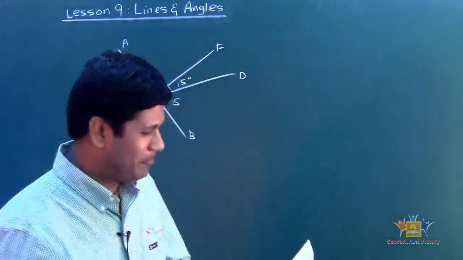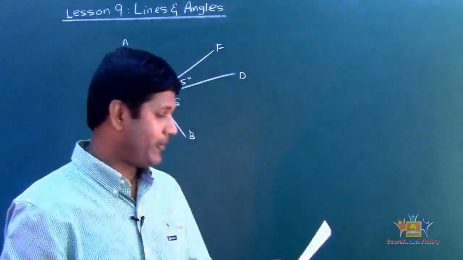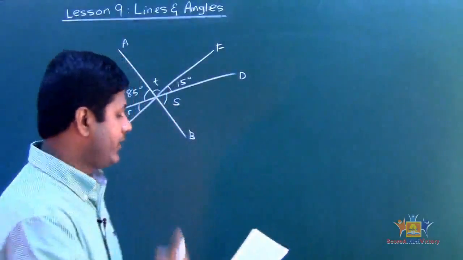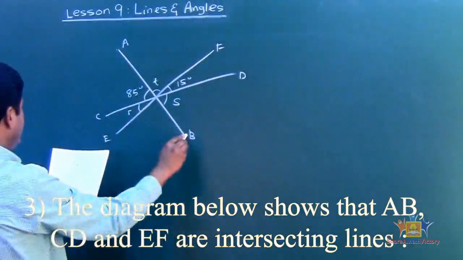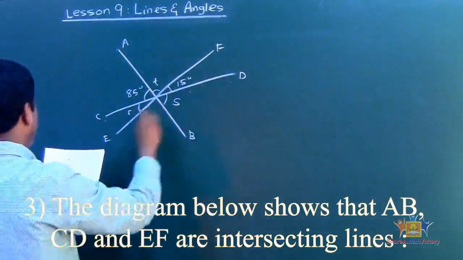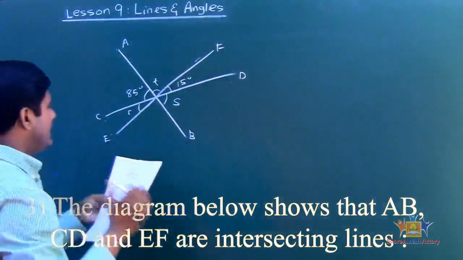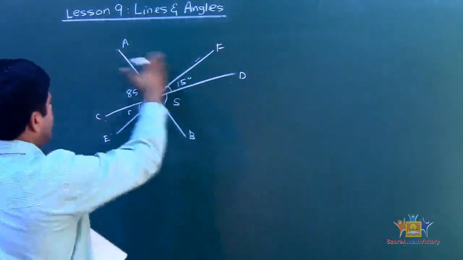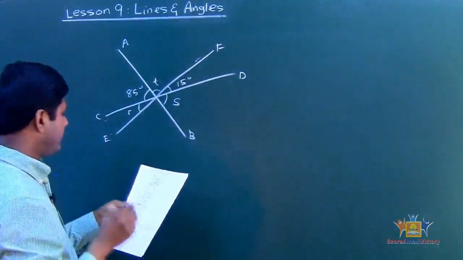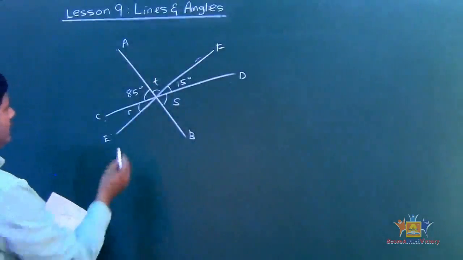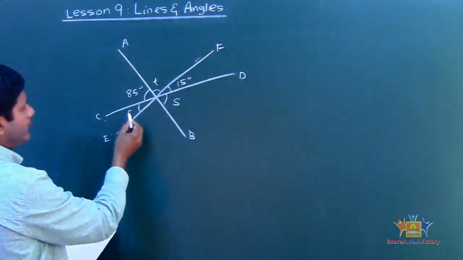Alright, my dear students, problem number 4. I got a diagram drawn on the board. The diagram below shows that AB, CD and EF are intersecting lines. They all are intersecting right there on that point. Now they said find the value of R. That's R right there. We're looking for R.